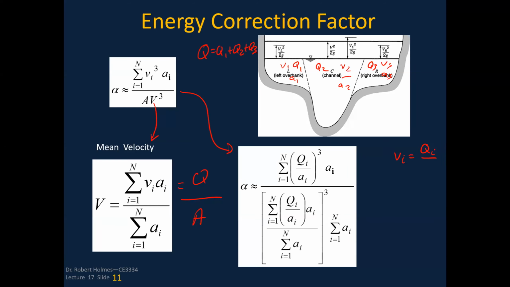And so if I look at this, instead of having VI, I'm going to show that as QI over AI. So that goes right there. And then I leave the little AI alone. And then instead of just showing the mean velocity cubed, I show the mean velocity in this form right here. So there you go, stuck it right there. We cubed that. And then instead of showing total area, I show that as the sum of the little areas AI. So far so good. We've gotten rid of the velocities right now. We've got them in terms of area.